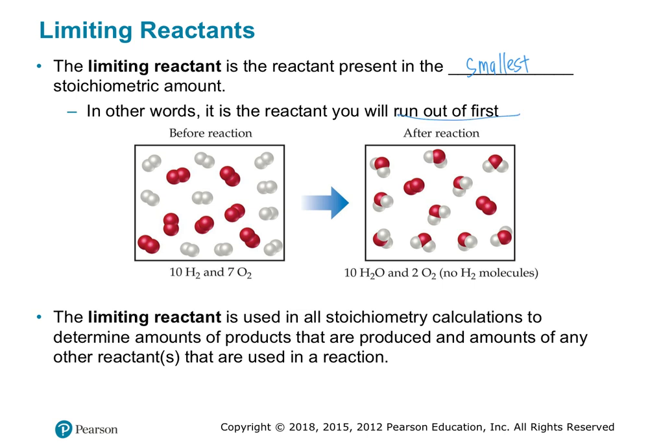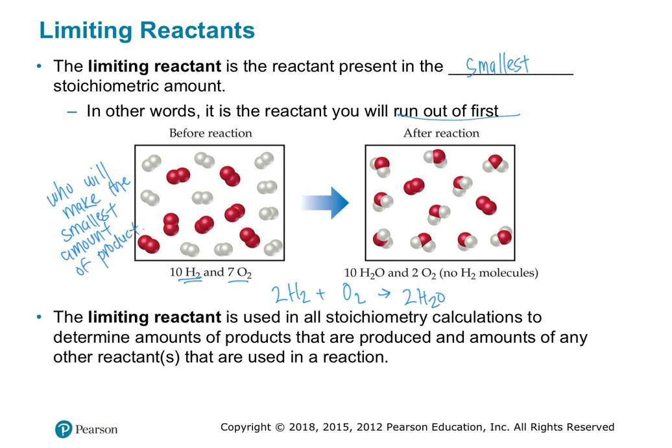So if I look at the reaction here where I have 10 hydrogens and 7 oxygens, we know that we have 2H2 plus 1 O2 goes to 2 waters. We saw that earlier. What we get to do is find out how many waters each of our reactants can possibly make. And the goal is to find out who will make the smallest amount of waters. And I'll be general here, so the smallest amount of product. You always pick a product and find out who will make the smallest amount.